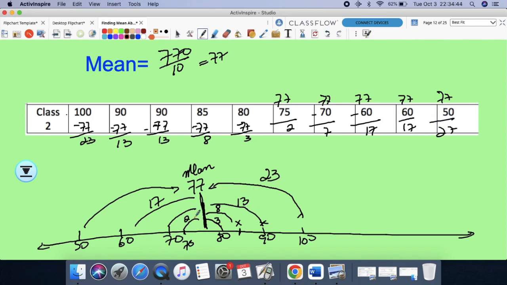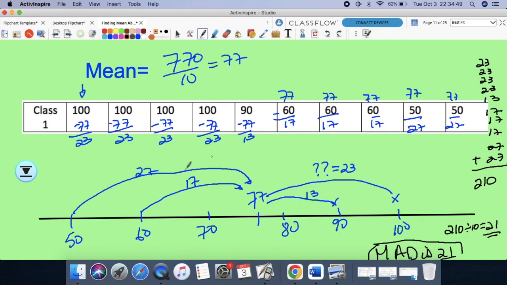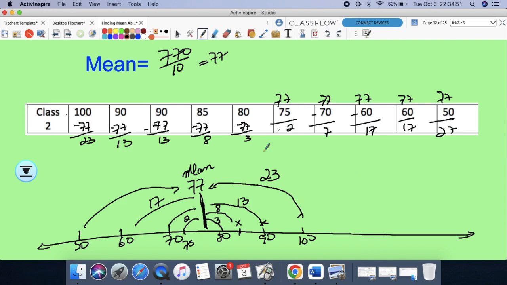Right, so who's closer to 77? This group of people or this group? Well, these guys are closer. So let's add them up. We're going to add all those numbers again. 23, 13, 13, 8, 3, 2, 7, 17, 17, 27. 23 plus 13 plus 13 plus 8 plus 3 plus 2 plus 7 plus 17 plus 17 plus 27, and we get 130.